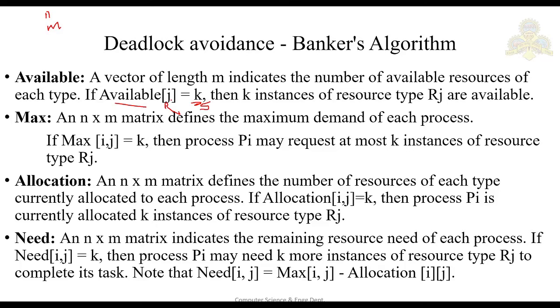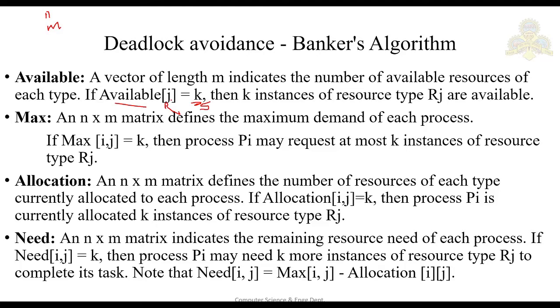Next is maximum. It is an n cross m matrix that defines the maximum demand of each process. Maximum is nothing but, whenever a process enters the system, it has to declare how many maximum resources of each type it needs, right? So that is your max.